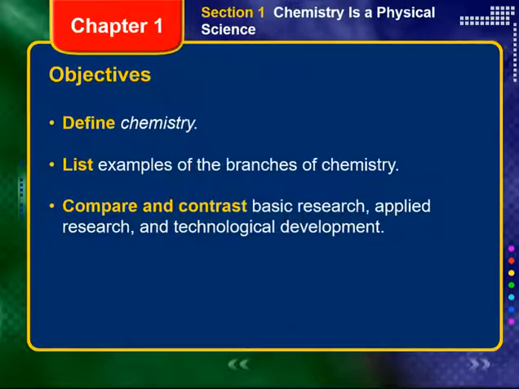At this point, you should be able to define chemistry, list examples of the branches of chemistry, and compare and contrast basic research, applied research, and technological development.